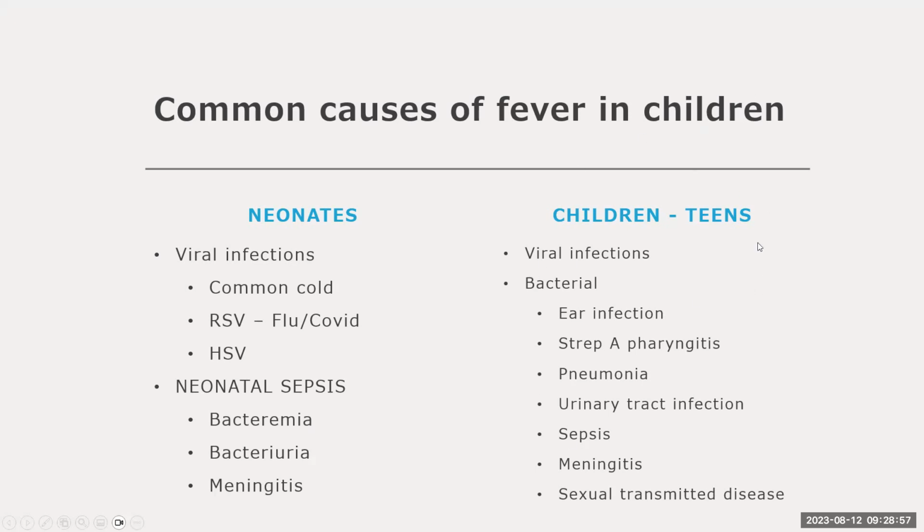For children and teenagers, viral is still going to be the most common cause of fever. Some common bacterial infections that you're going to see a lot in children are ear infections, group A strep pharyngitis, pneumonia, UTI, sepsis, meningitis, and then for teenagers, sexually transmitted disease. So this is a good list for you to think about when you have a kid with fever. But remember, always keep a little corner of your brain for zebras, because those can happen as well.